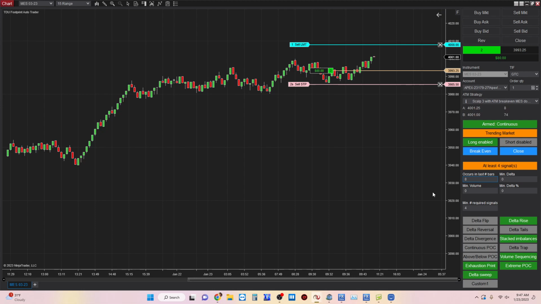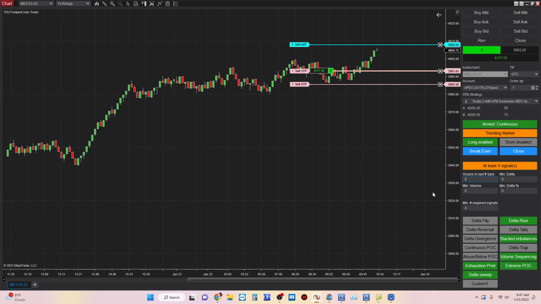But so far I really like the volume squelching, the stacked imbalances. They kind of go hand in hand as far as a trend that's forming. And also the delta rise. Those are the 3. The delta rise, stacked imbalances, and the volume squelching are really good for trend. And as far as a reversal, the delta sweep, the exhaustion print, and the extreme POC are just good for reversals.